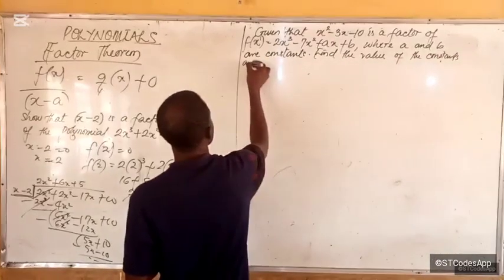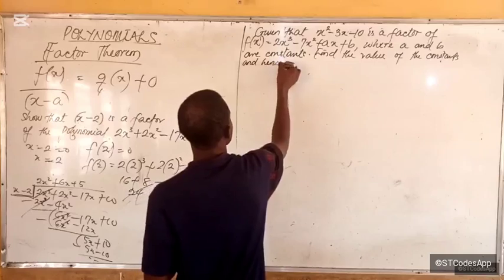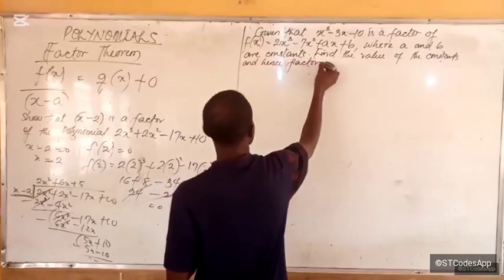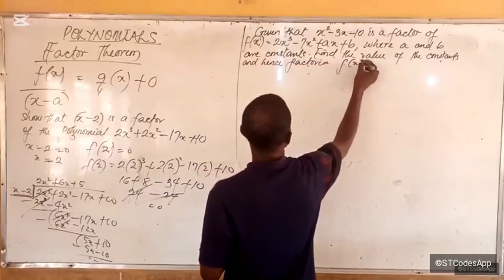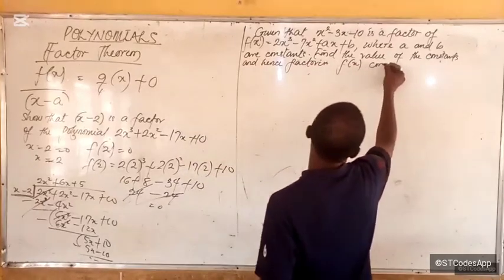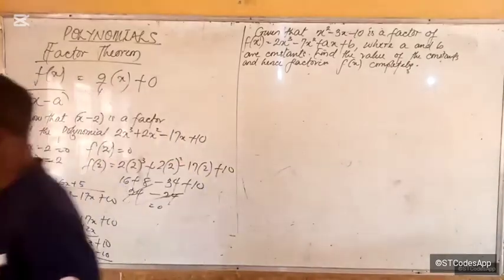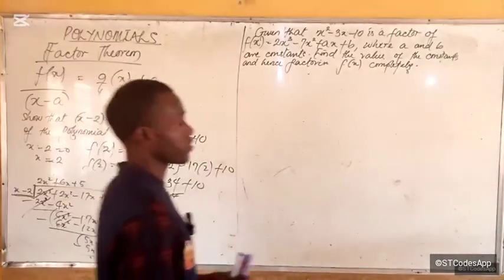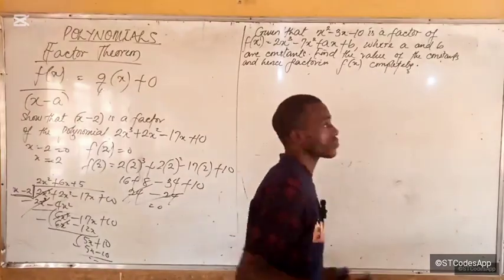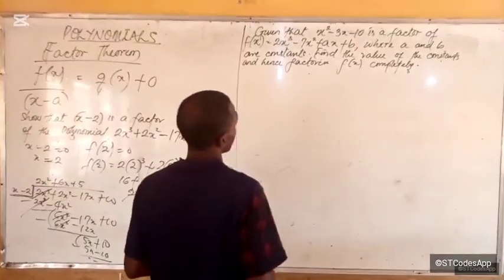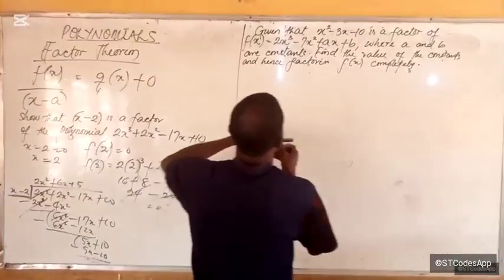And hence factorize f of x completely. Okay, this one further says that we must factorize completely. All right, so how do we do it? Factorize completely means get all the factors. So it says that this guy is a factor of this.